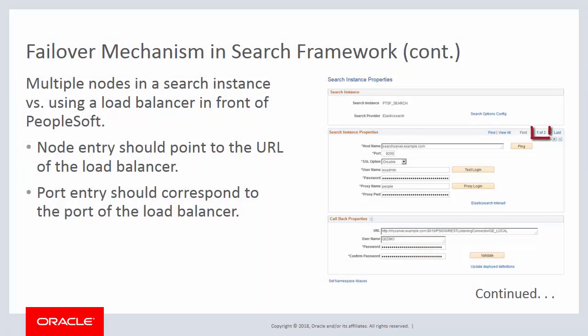When you have multiple nodes in a cluster and you're not using a load balancer, then you need to enter the node information in a search instance. If you're using multiple nodes in a cluster and are using a load balancer in front of PeopleSoft, then you need to ensure that you have a single node entry in the search instance. The single node entry should point to the load balancer URL. Also, the port information should correspond to the load balancer.